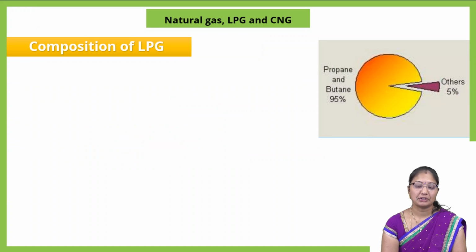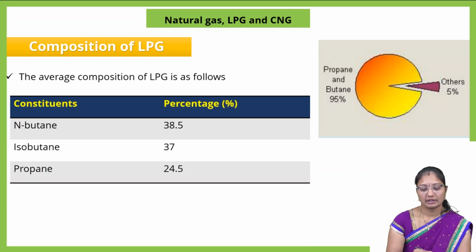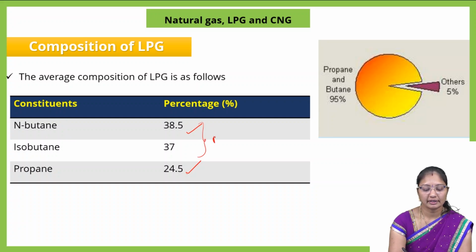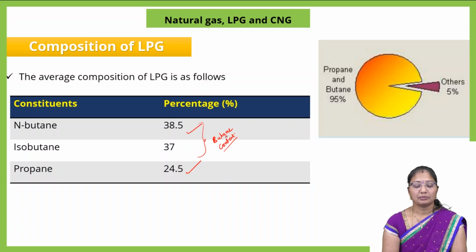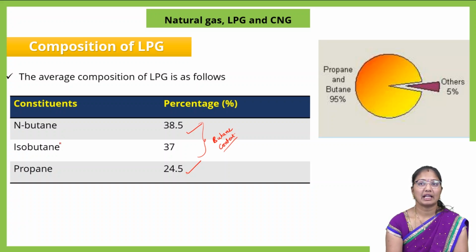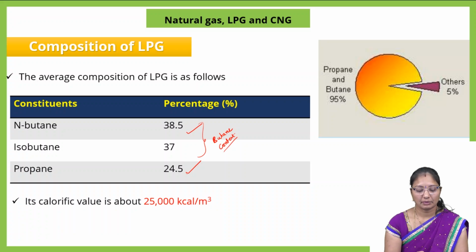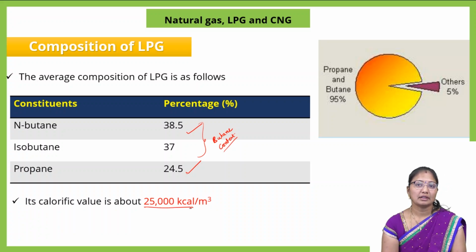So what is the composition of LPG? It contains 95% propane and butane. N-butane is 38.5%, propane is 24.5%, and the butane also exists in isobutane and N-butane forms. This constitutes the total butane content in the LPG gas. Most of this LPG will have 95% butane and propane gases, and less of other gases like propene. Its calorific value is around 25,000 kilocalories per cubic meter.